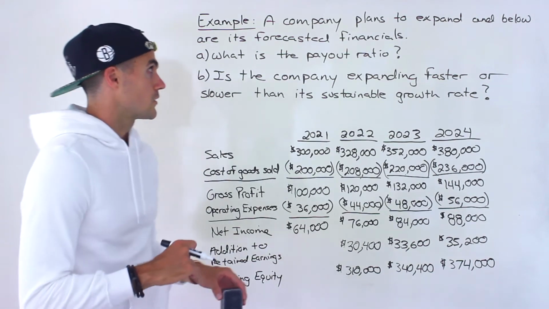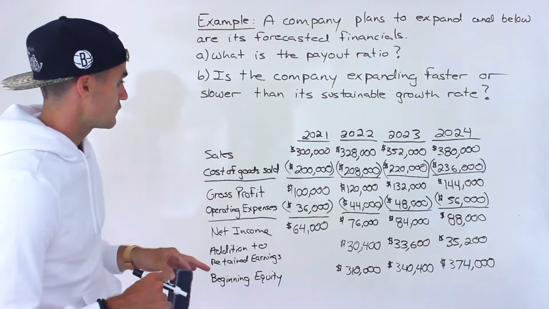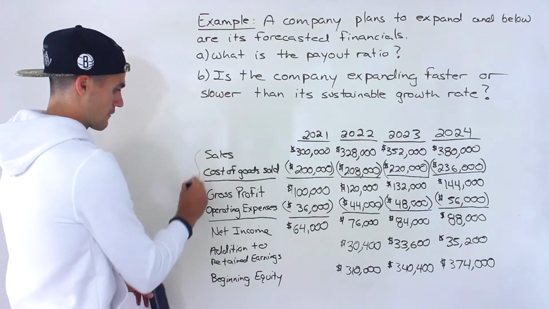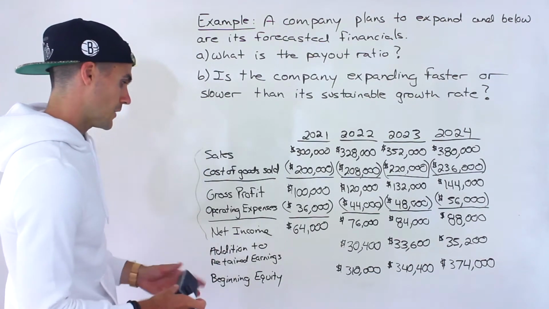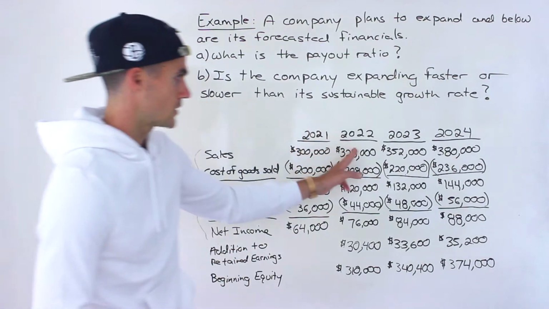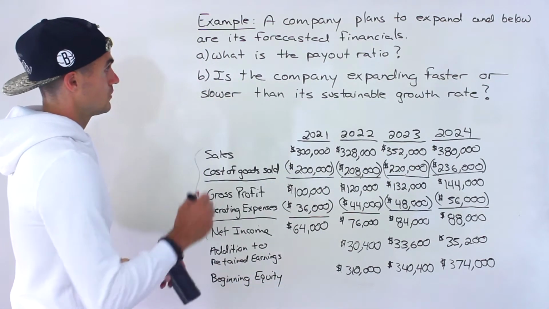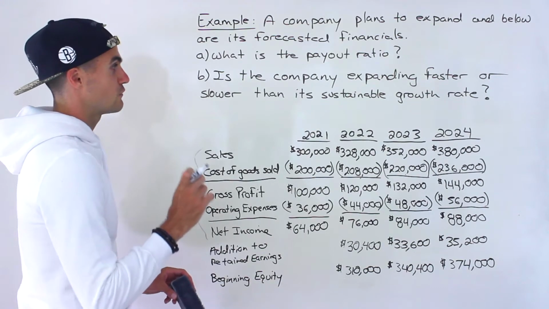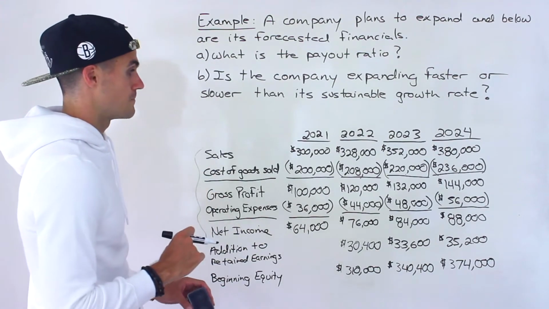So what are we working with here? We have a company who plans to expand, and below are its forecasted financials. Notice that from 2021 to 2024, we have the income statement right there from sales to net income. And then we have addition to retained earnings and then beginning equity for 2022 to 2024. Given all of that information, we have to figure out A, what is the payout ratio, and then B, is the company expanding faster or slower than its sustainable growth rate.